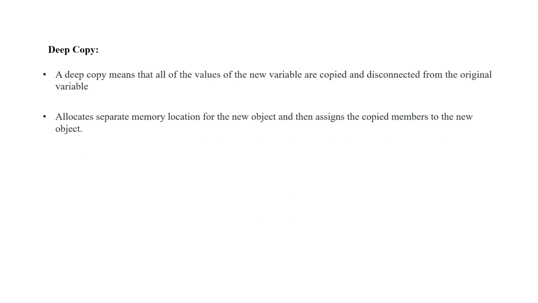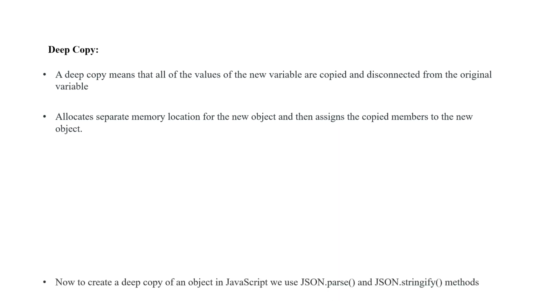Allocating a separate memory location for the new object, then assigning the copied members to the new object. That is the reason it is disconnected from the original variable and creates separate memory for the new object, and after that we will call it. That is the reason it will give us what you expect from it.